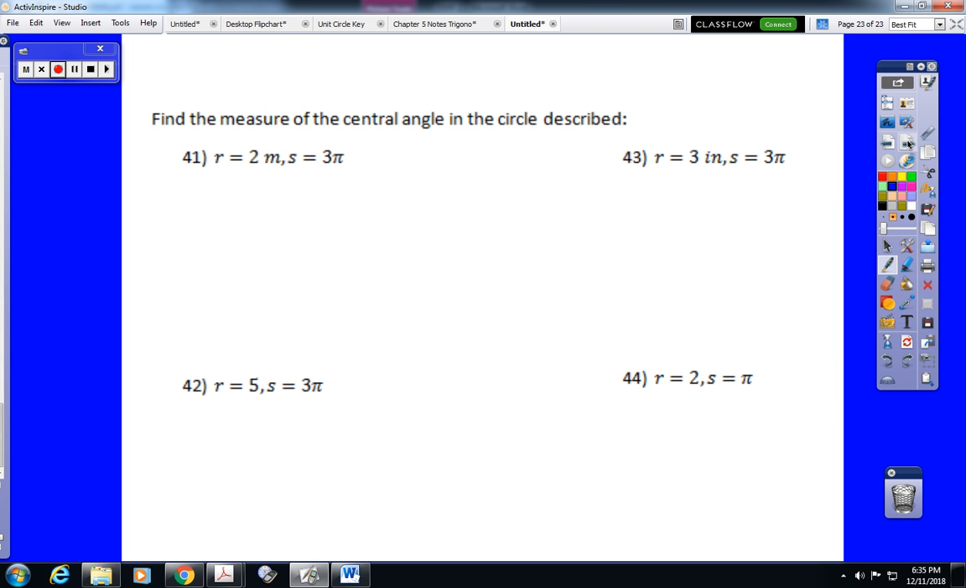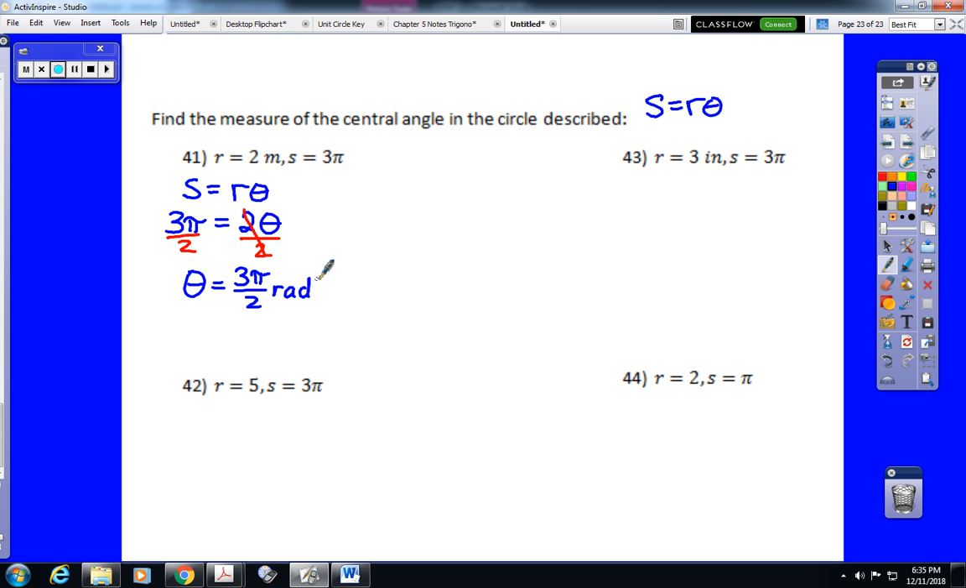Okay, the next section uses the same equation, but instead of having you find S, it is having you find theta. So we are still doing S equals R theta, except now we're solving for theta instead of S. So we start off with the equation S equals R theta, and we plug in S, which is 3 pi, and R, which is 2. Now all that requires here is that we get theta by itself. So we simply divide each side by 2, and if possible, we do that division, and if not, we write it as a fraction. So in this case, theta is equivalent to 3 pi over 2, and that measurement is in radians.